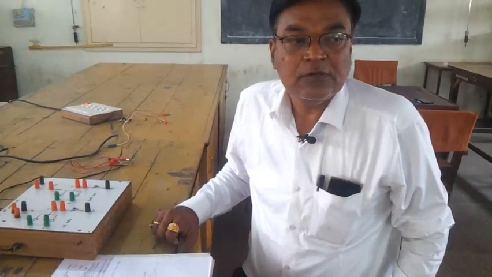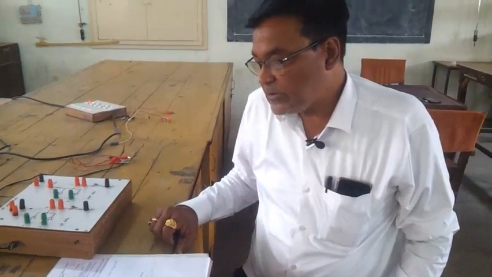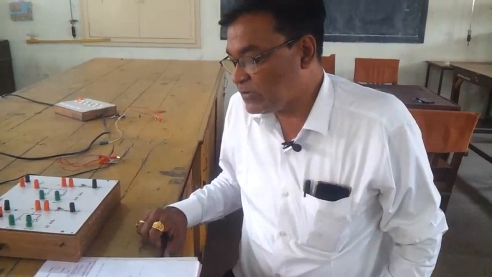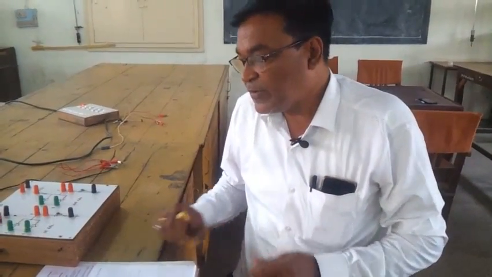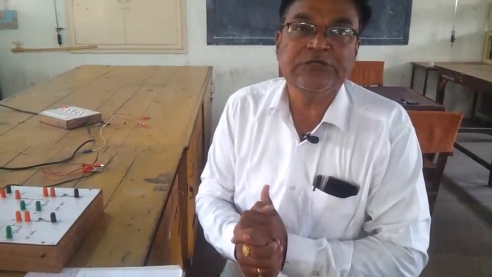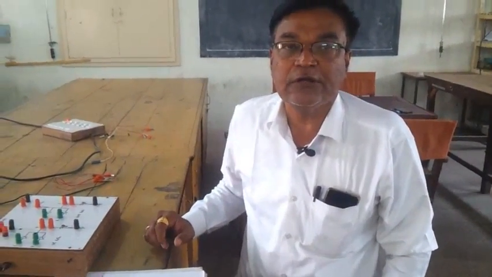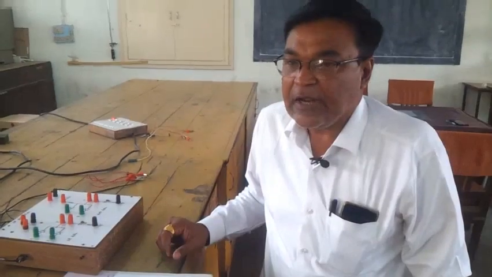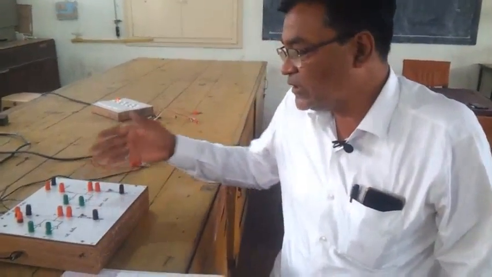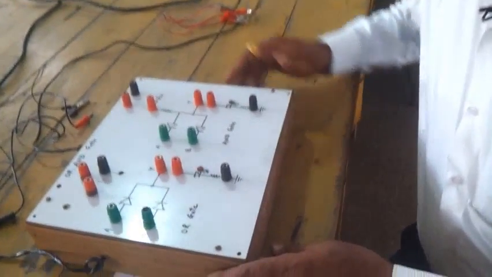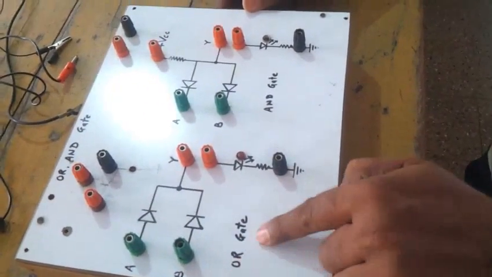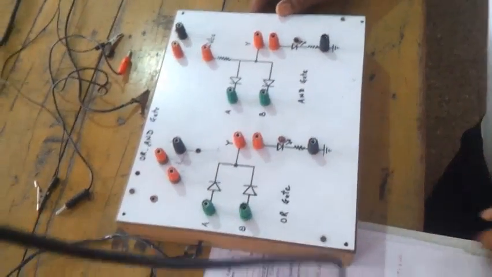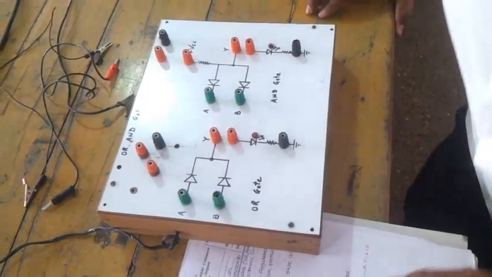Here we can study the logic gates by using discrete components such as diode and transistor. By using these diode and transistor components, we can perform the basic fundamental logic operations such as OR gate, AND gate and NOT gate. The corresponding circuit for this OR gate, AND gate and NOT gate is given on this board. Here this is for OR gate, this is the circuit operation for AND gate, and this is for NOT gate.